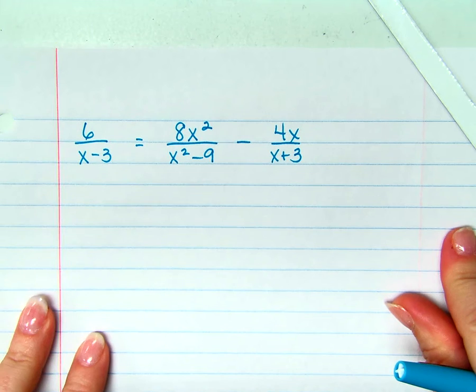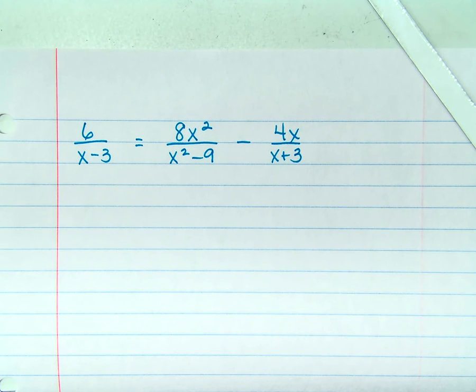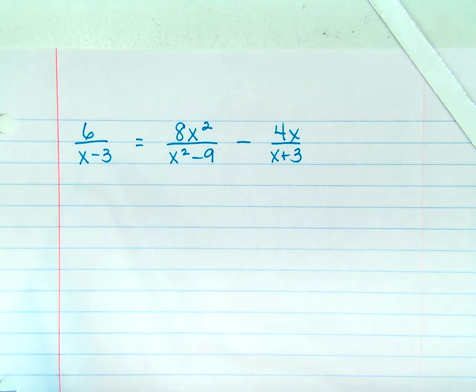This one's slightly different, however. Why? Before I can even start, what do I need to do? Factor the denominator. This one's already factored. I'll let you copy it down.